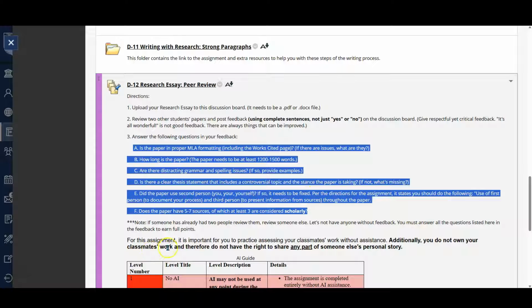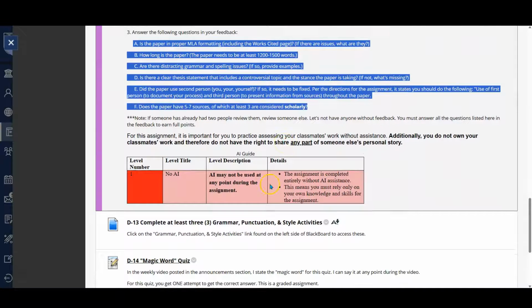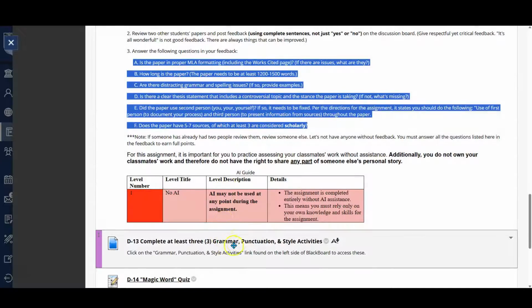And again, you do not own your classmates' work, and therefore you have no right to share any part of someone else's personal story. So that's this information right here. You're going to post it and then respond, and your responses should answer each of these questions. Be very specific in your answers. I've already shown you how to do that, so I'm not going to spend the time showing you again. And then the end of this week you have the grammar, punctuation, and style activities.